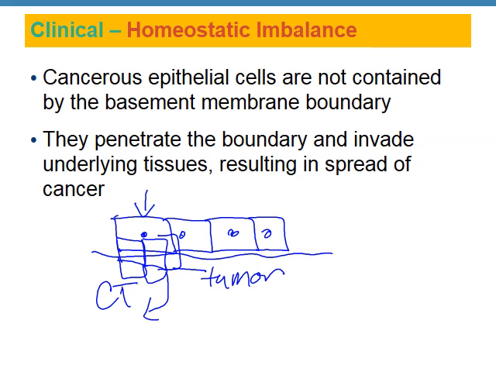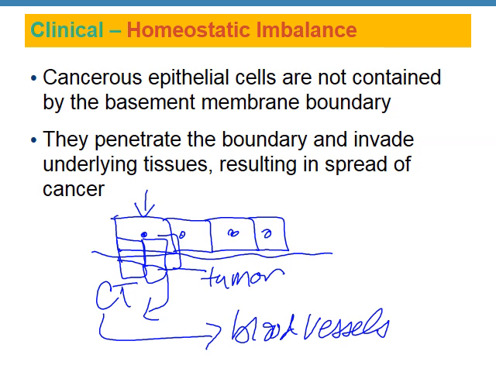that tumor can get into the connective tissue. It can penetrate the underlying tissues. And then what's special about connective tissue is that it has blood vessels. So then this tumor can get into your blood vessels and then spread throughout the entire body.